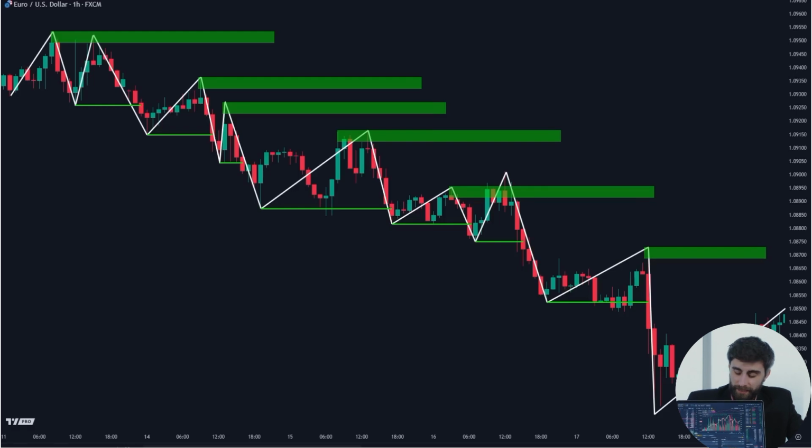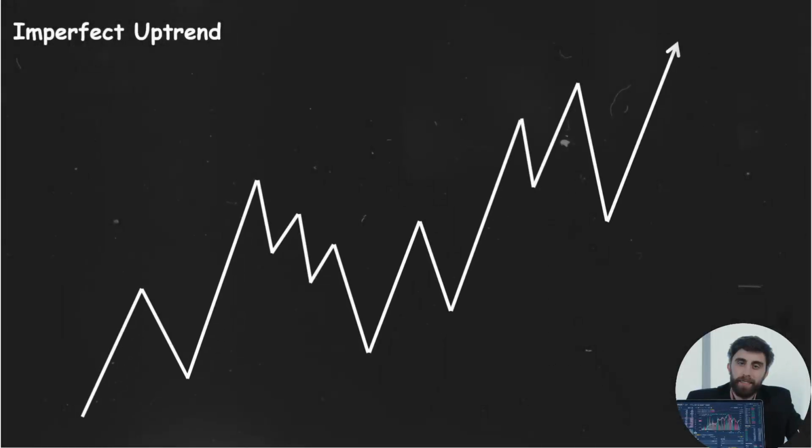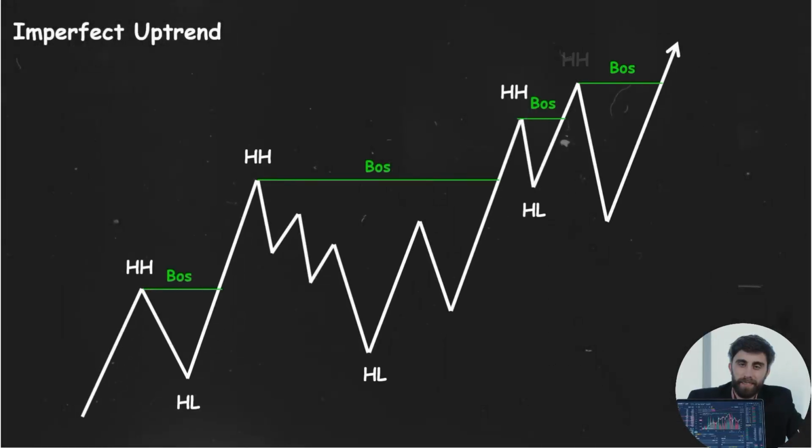That said, the challenge is that the market rarely moves this clearly. In imperfect trending scenarios, the market might break below higher lows, but still continue in the same bullish direction, confusing traders who think the uptrend is over. These breaks often happen to grab liquidity or mitigate fair value gap areas.